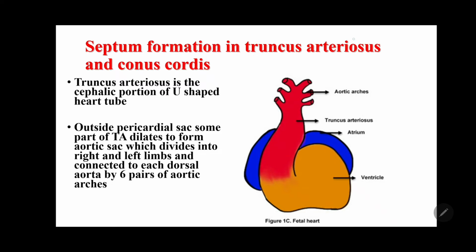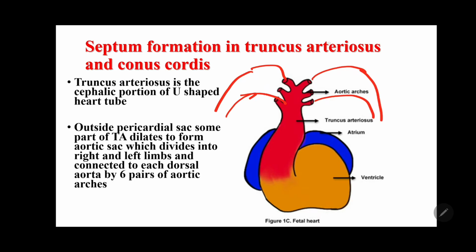As we have already seen, during the cardiac loop formation there are different dilatations, and truncus arteriosus forms the cephalic portion of the U-shaped bulboventricular cardiac loop, and it lies outside the pericardial sac. Some part of the truncus arteriosus dilates to form the aortic sac. The aortic sac communicates with both the dorsal aorta, the right and left dorsal aorta, by the 6 pairs of aortic arch arteries.